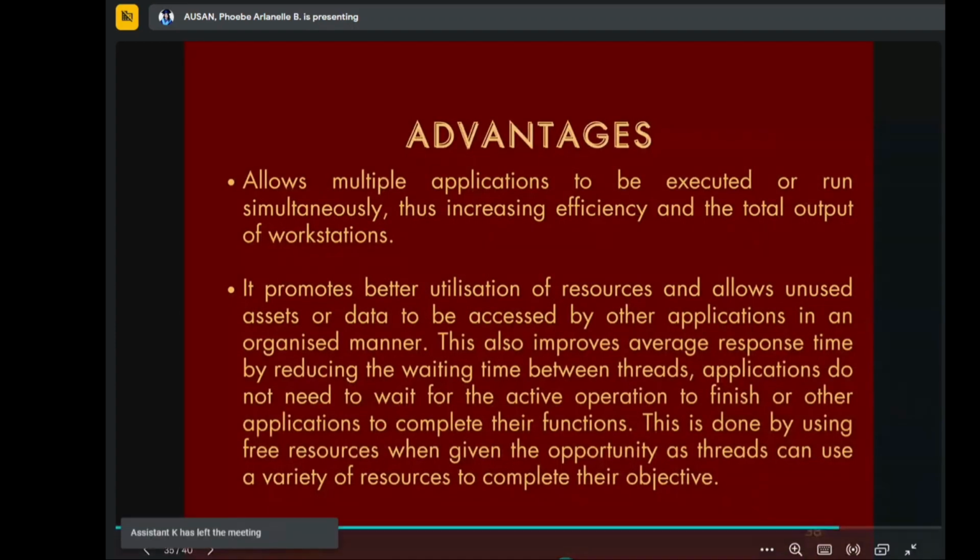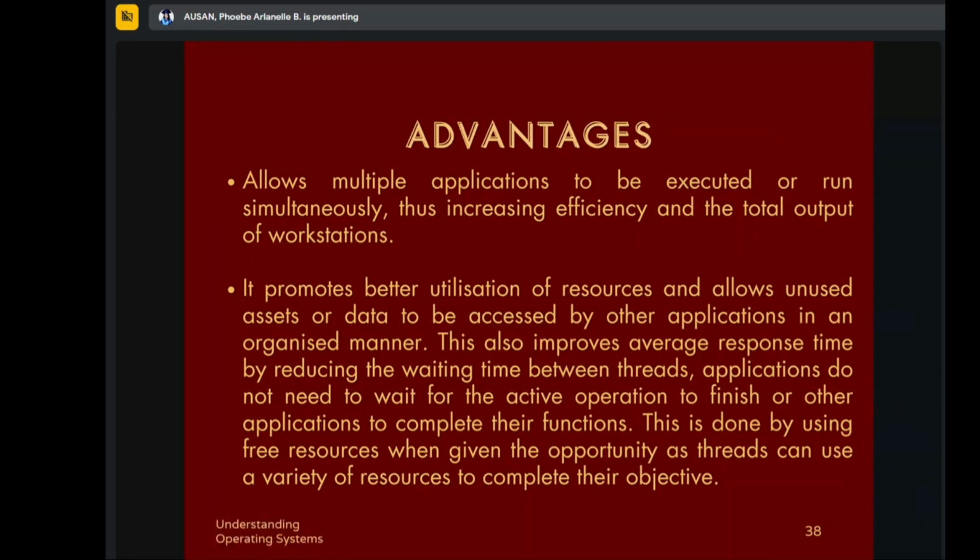Magstoryalis sa advantages. It allows multiple applications to be executed or run simultaneously, thus increasing efficiency and the total output of workstations. It promotes better utilization of resources and allows unused assets or data to be accessed by other applications in an organized manner. This also improves average response time by reducing the waiting time between threads. Applications do not need to wait for the active operation to finish or other applications to complete their functions.